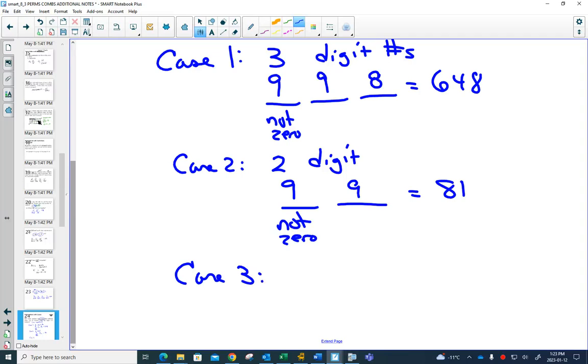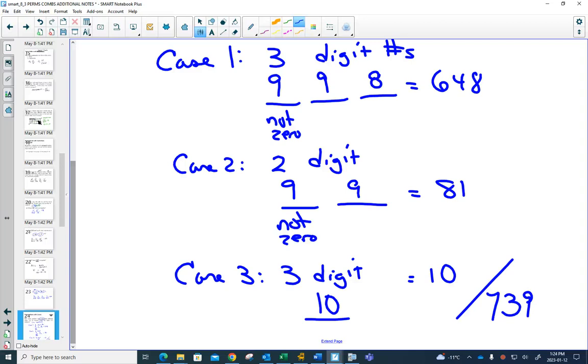And case 3, 3-digit numbers. Is 0 a number that has 1 digit? I think it is. So then you would have 10 choices there. The total, adding them all up, would be 739.